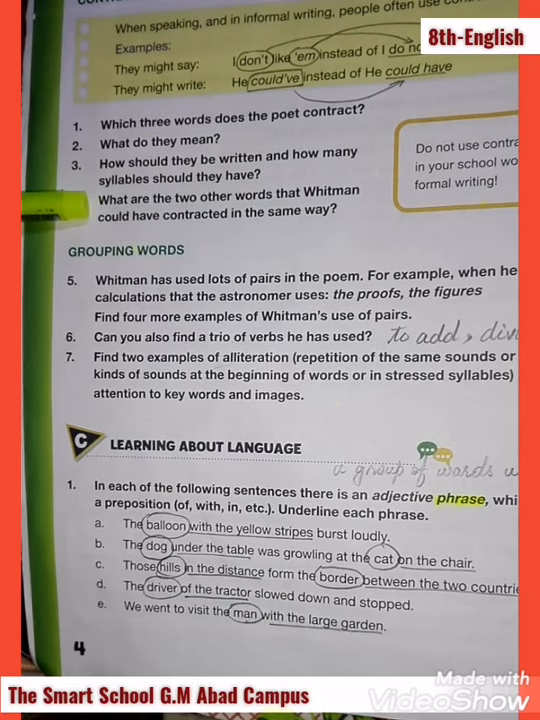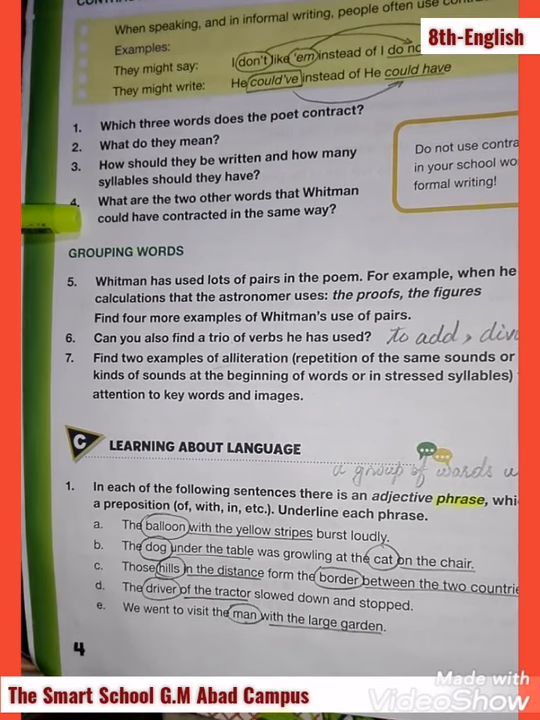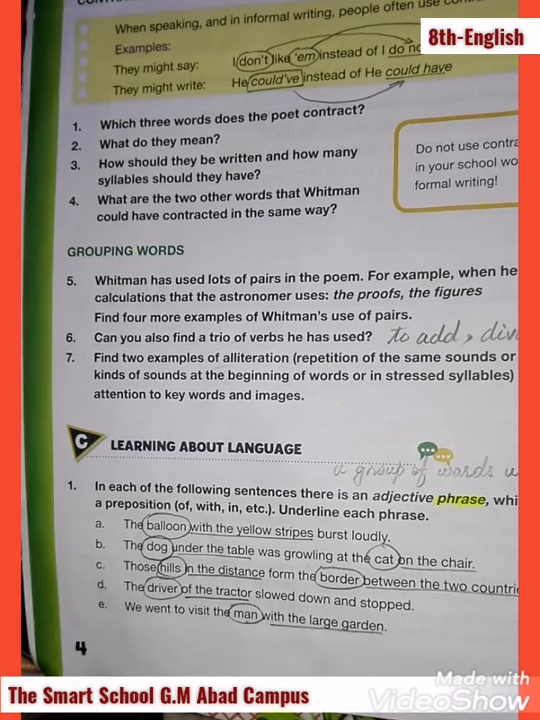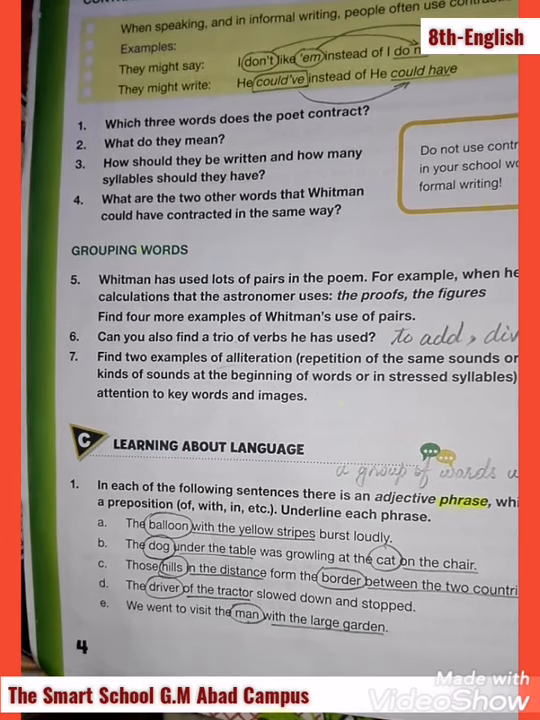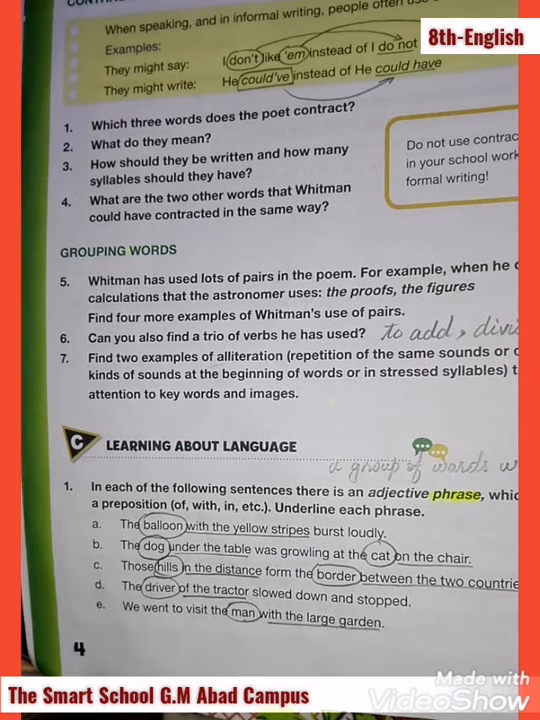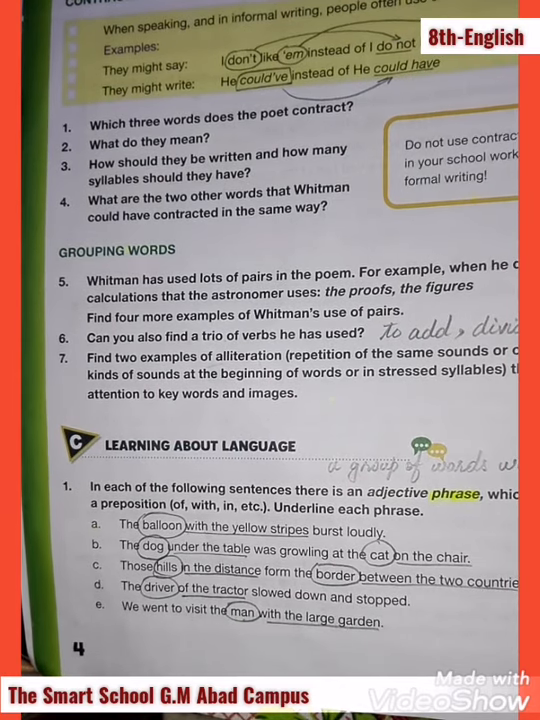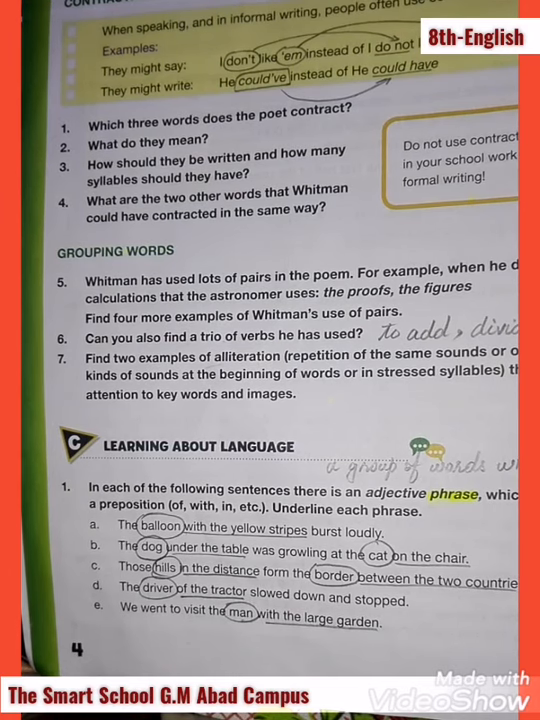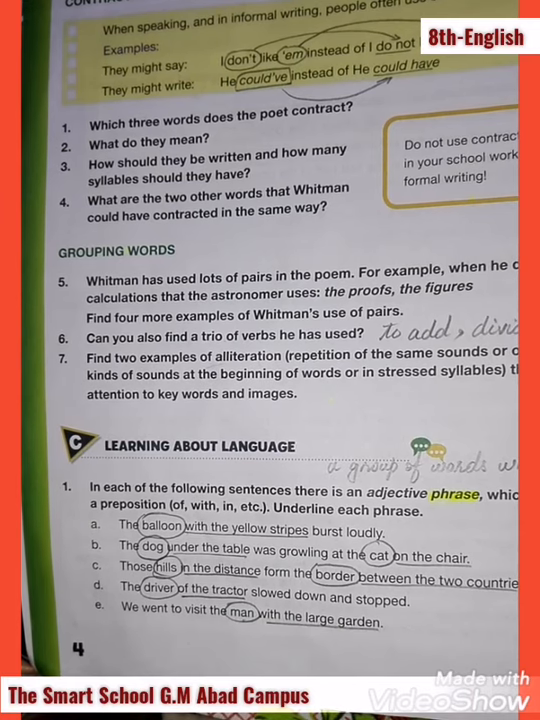Next, what are the two other words Whitman could have contracted in the same way? Whitman can contract the other words: lectured, okay. He could contract this word and ranged. In dono words mein, he can silent the letter e here. Okay, he can do this contraction.